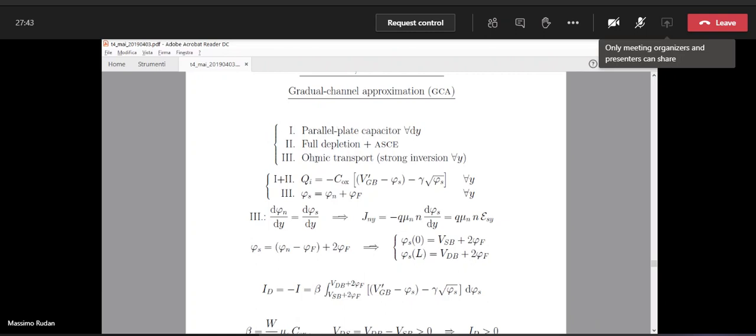Now we have to show that the simplification of using the ohmic transport only is correct. And you remember, we demonstrated that this is equivalent to the relation phi s equal to phi n plus phi f. So it is equal to relation number 3. So now we have to demonstrate this relation, but this follows from the same analysis that we already made to demonstrate number 1.